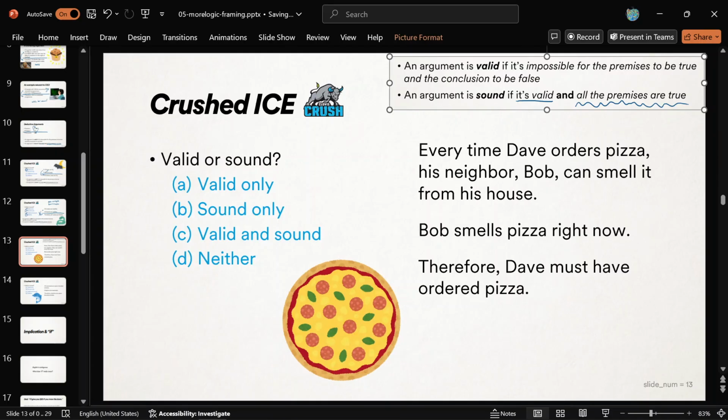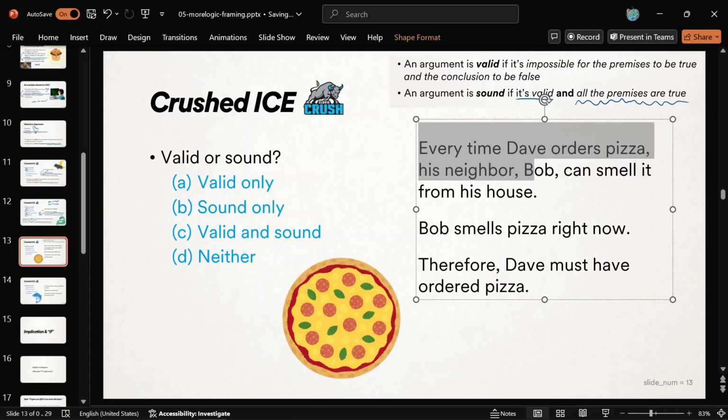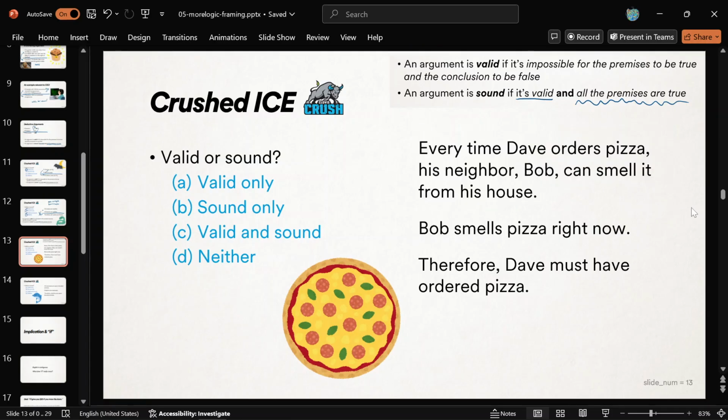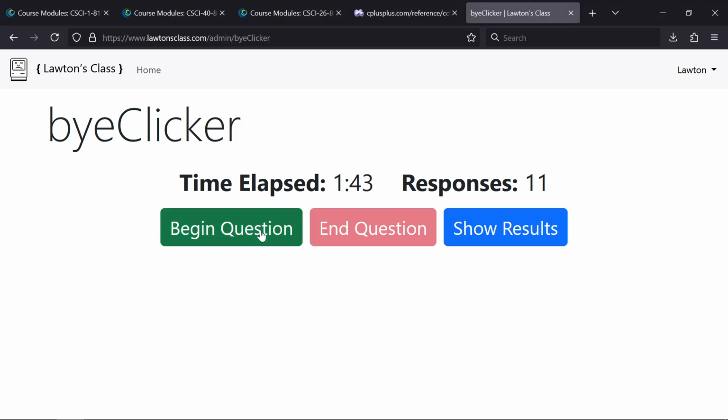So here is another argument. Every time Dave orders pizza, his neighbor Bob can smell it from his house. I'm going to make pizza tonight. I'm excited. So we got that. Assume that Bob smells pizza right now. Conclusion, therefore, Dave must have ordered pizza. All right, that's my argument. Try again.